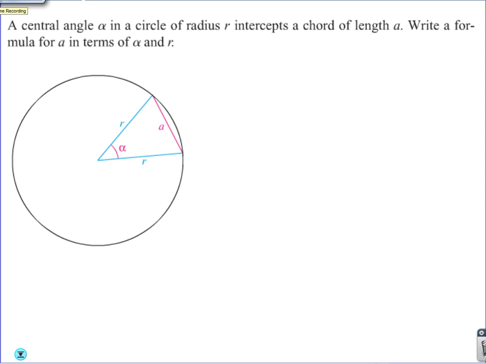Next up says a central angle. We're getting back into some geometry now. A central angle alpha in a circle of radius r intercepts a chord of length a. Write a formula for a in terms of alpha and r.